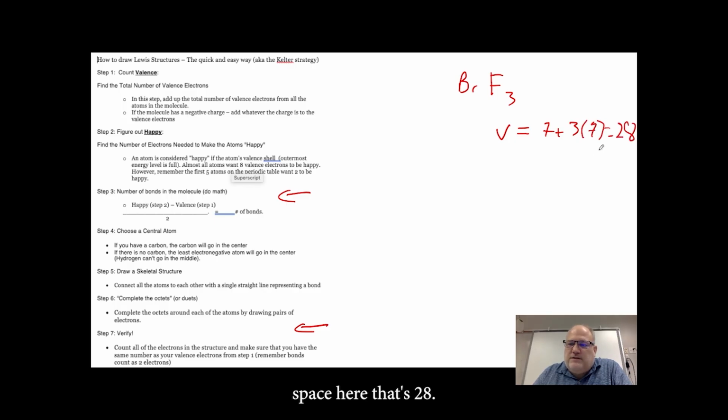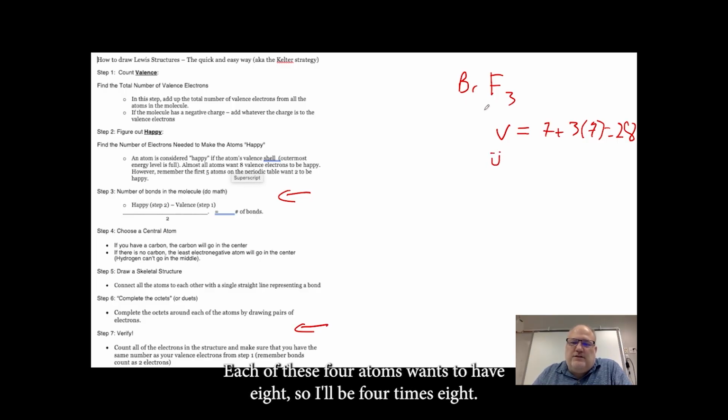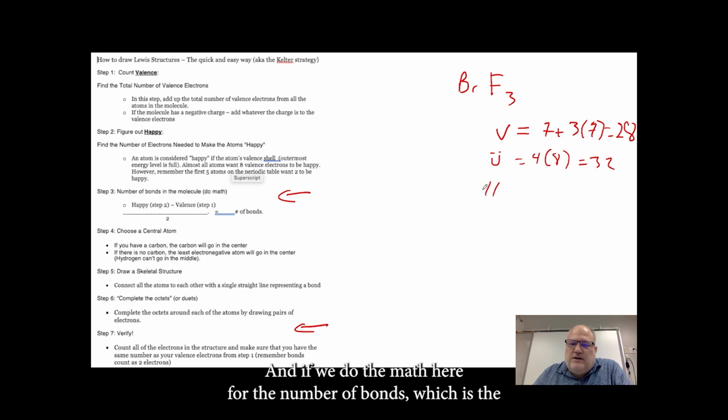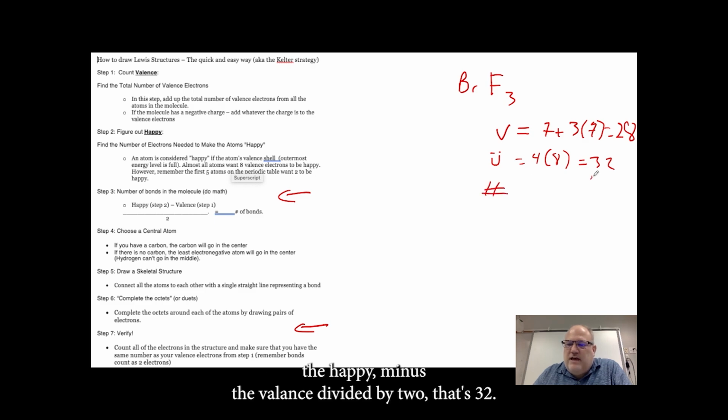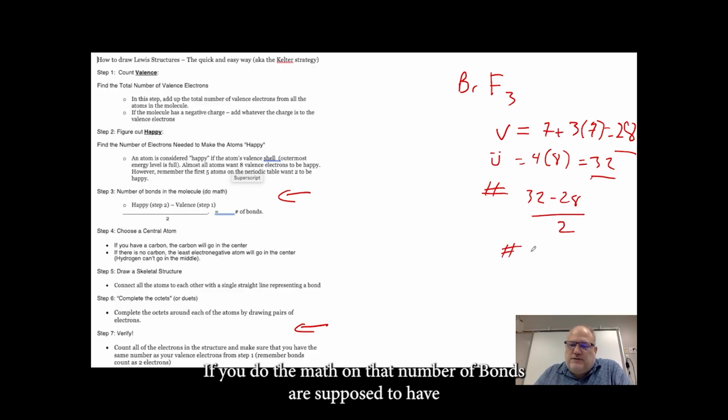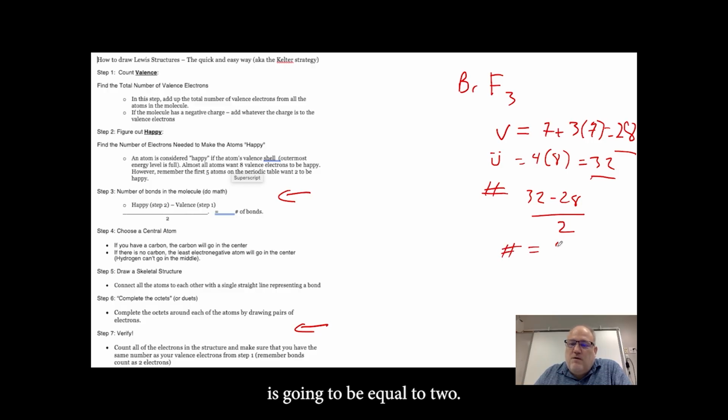I'm running out of space here. That's 28. Now, happy: there are 4 atoms right here. Each of these 4 atoms wants to have 8, so that's 4 times 8, and that's 32. And if we do the math here for the number of bonds, that's the happy minus the valence, divided by 2. That's 32 subtract 28, divided by 2. If you do the math on that, the number of bonds we're supposed to have is equal to 2. Now, here's the problem.